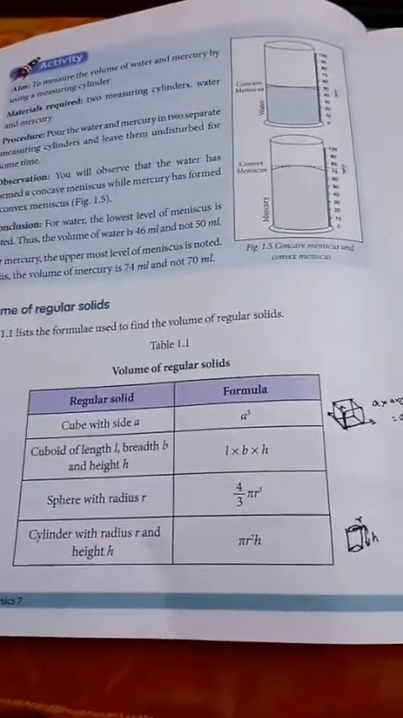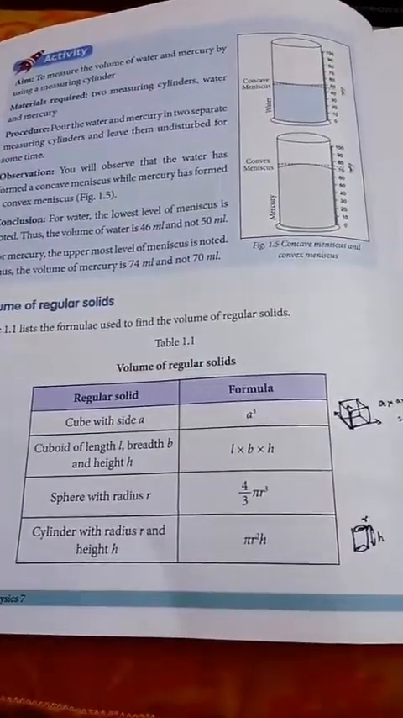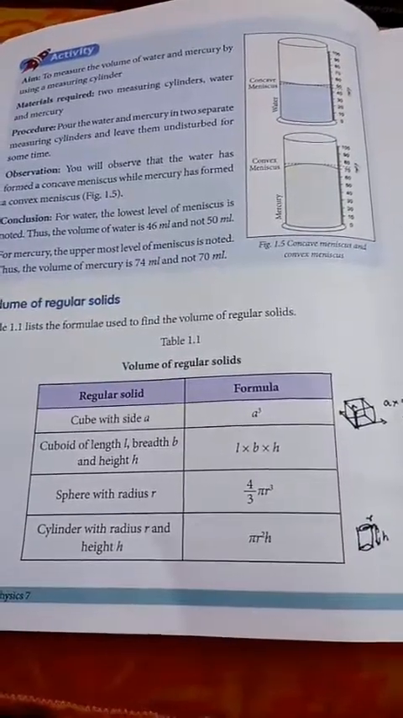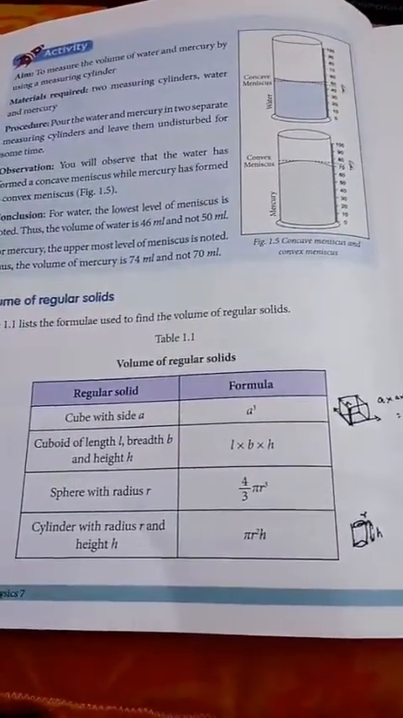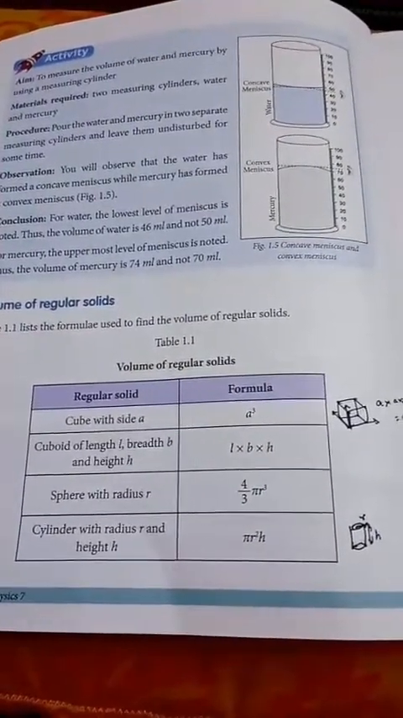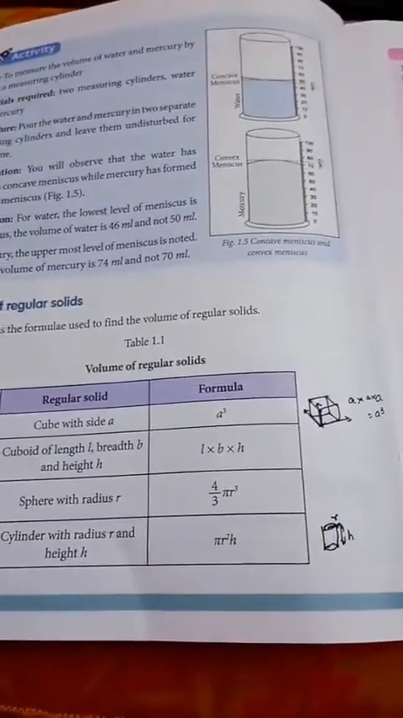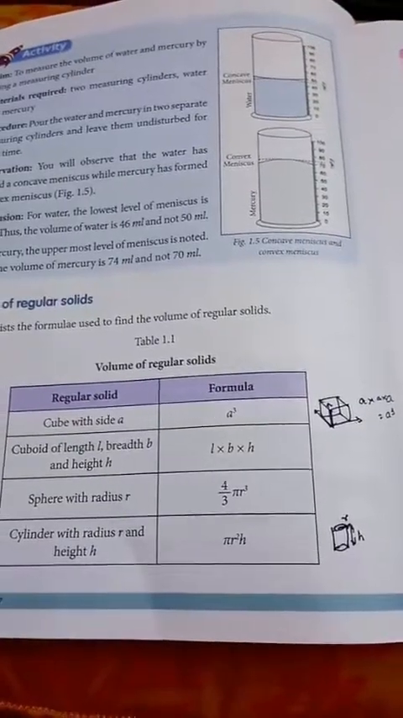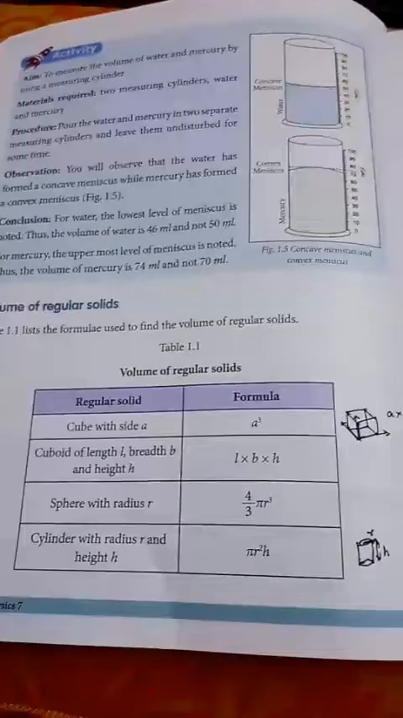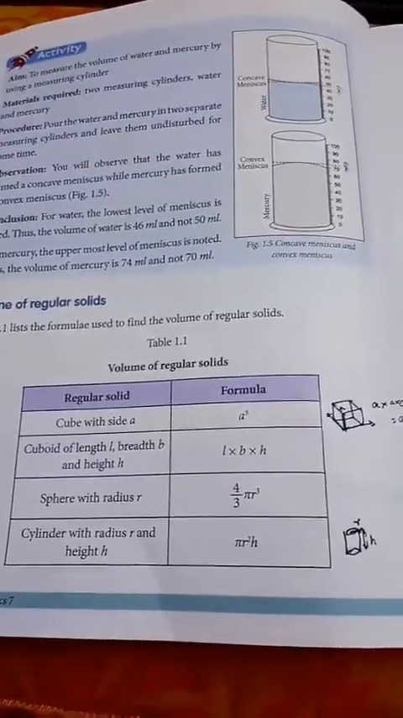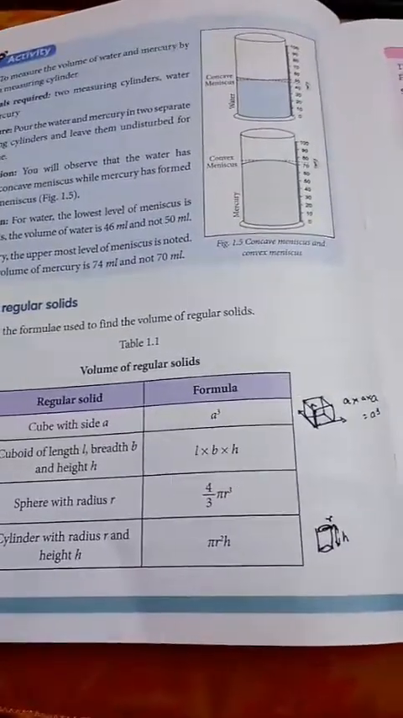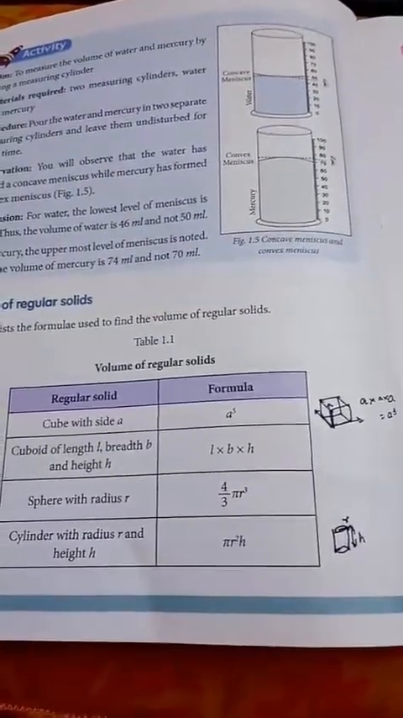So, first consider your cube. A cube has fixed sides, so all the sides will be of the same length. Your sides in the x-axis, y-axis and z-axis, I have given an illustration. So x, y, z all will be of the same length. Therefore the formula for a cube will be a into a into a, that is a cube.